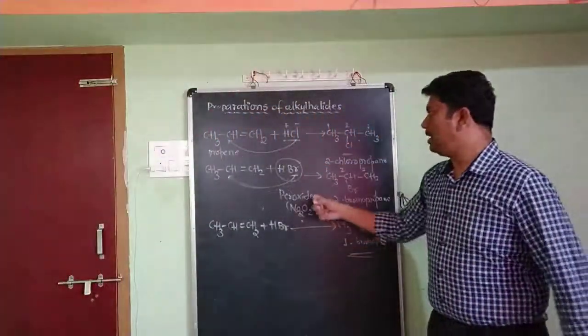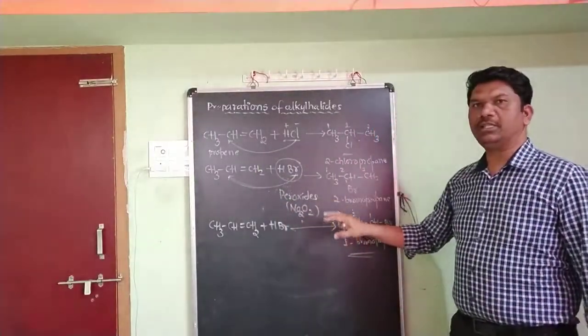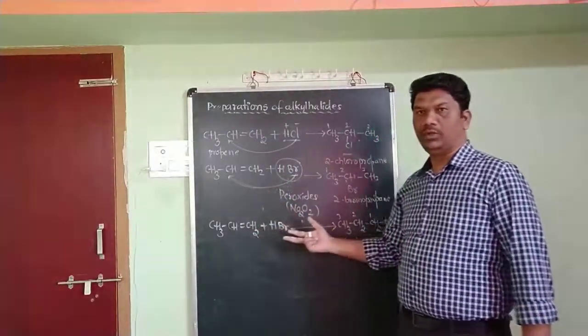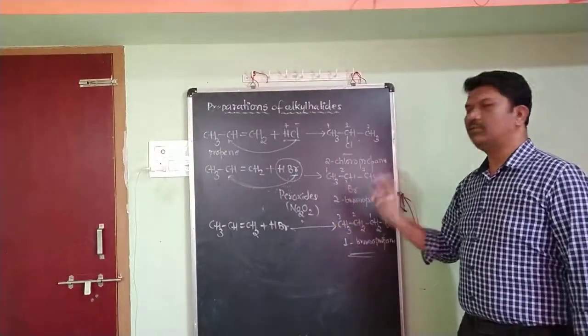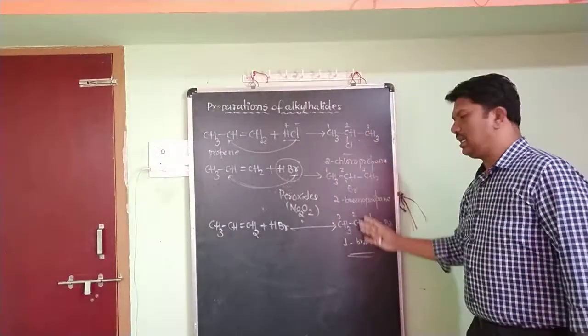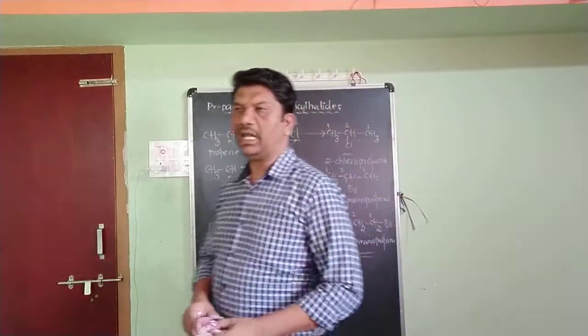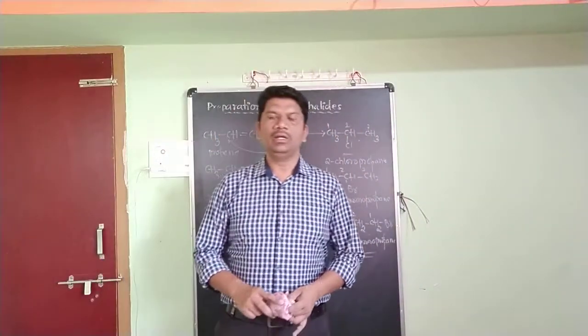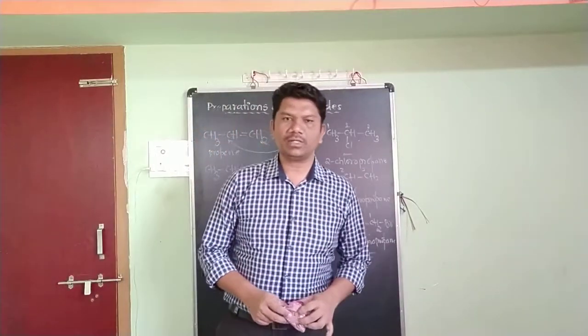In absence of peroxides, it follows Markovnikov's rule. In presence of peroxides, it follows anti-Markovnikov's rule. So this is a very important concept. Only in case of peroxides does it follow anti-Markovnikov's rule. Otherwise, we can prepare the alkyl halides here. Okay. So this is the preparation of alkyl halides by using hydrocarbons, that is from symmetric alkene and asymmetric alkene. Go through it once. Okay. Thank you.